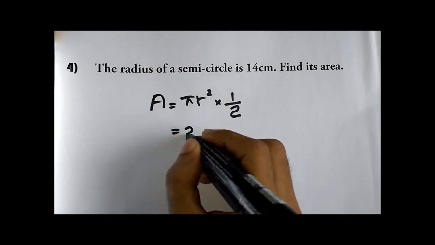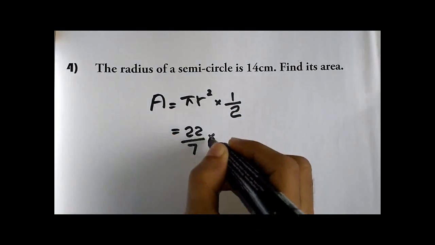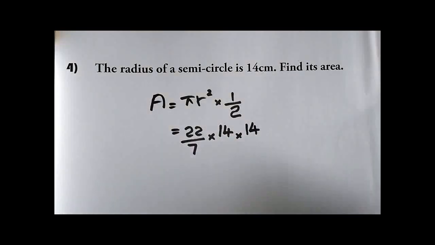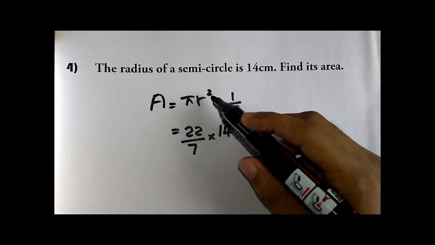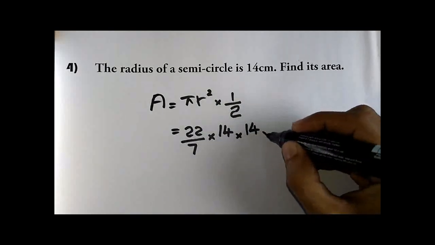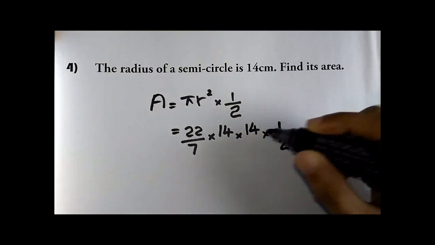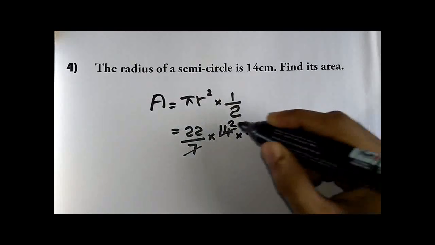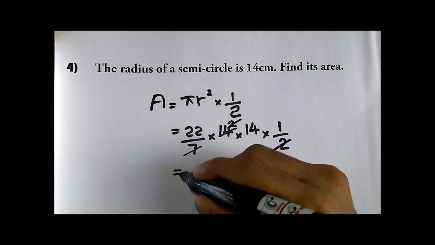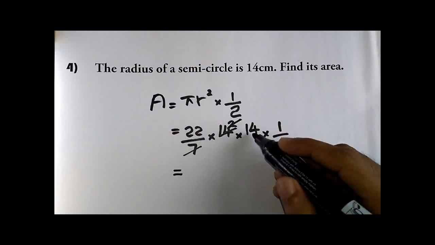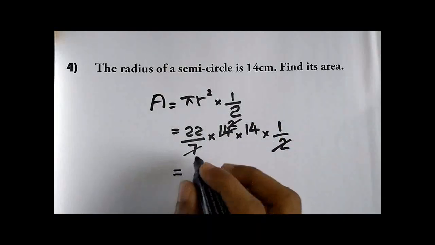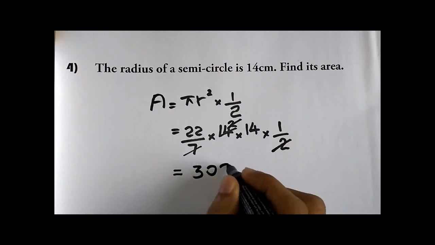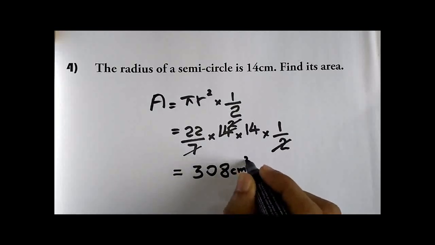So π represents 22/7. And the radius, they have given that as 14. Then we have to write them twice, because πr squared means we have to write r twice, and we should multiply this by half. So 7 into 14 we can cancel it. 2 is remaining. Again 2 and 2 can cancel. So 22 into 14, we just have to multiply them. 22 into 14 is equal to 308 centimeter squared.